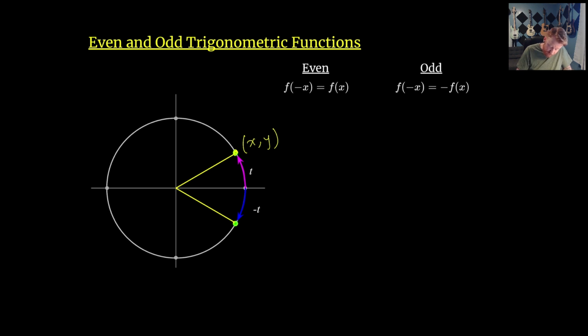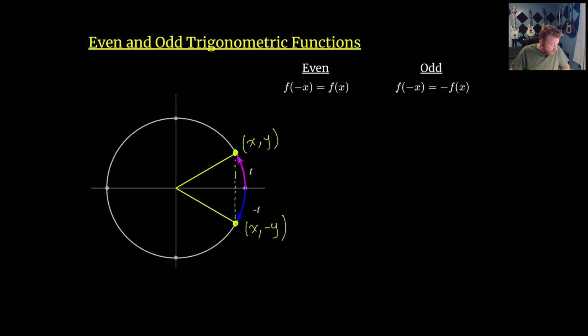But if we move back in the negative t direction, you can see that the x values are still going to be the same. We're still going to have x, but y has now become negative. So we have negative y here. The absolute value will still be the same. It's just the sign that's changed from positive to negative here.